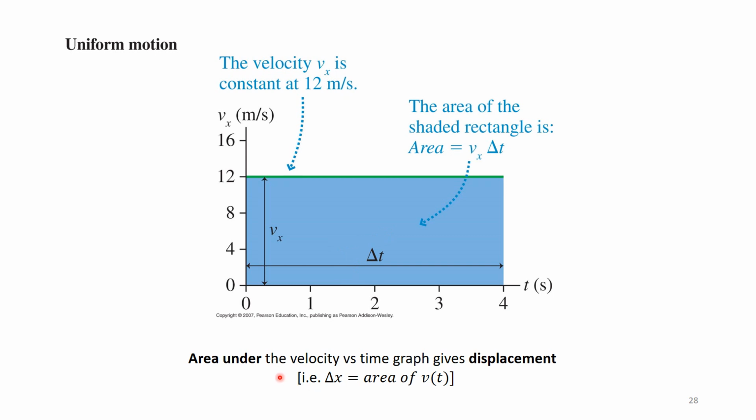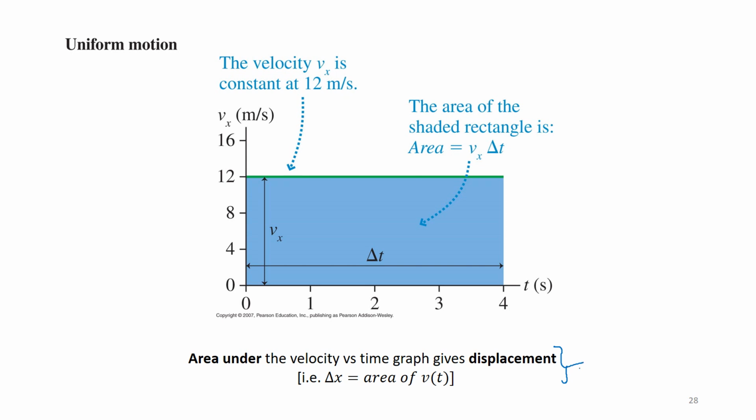To find the displacement from the velocity time graph, you draw a rectangle. Basically, you find the area enclosed between the velocity line and the time axis. In this case, it's this rectangle here. And this area under the velocity time graph gives you the displacement.